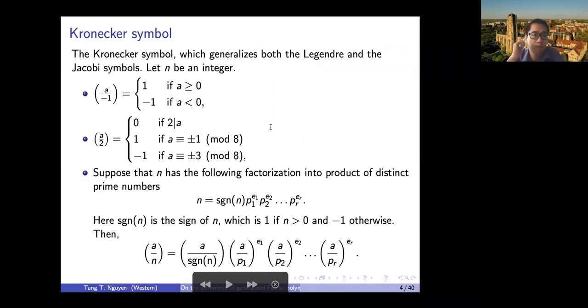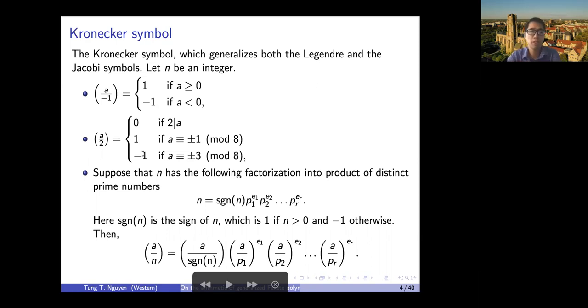And then finally, there is something called the Kronecker symbol, which generalizes both the Legendre symbol and the Jacobi symbol. So in order to define the Kronecker symbol, what we need to do is we define some additional rules. So we deal with the case where b could be negative. We add the rule that a over -1 is 1 if a is bigger than 0, -1 if a is less than 0. And then we have to deal with the prime number 2. So there's one more rule, a over 2 is equal to 0 if a is even. It will be 1 if a is plus or minus 1 mod 8, and -1 otherwise.